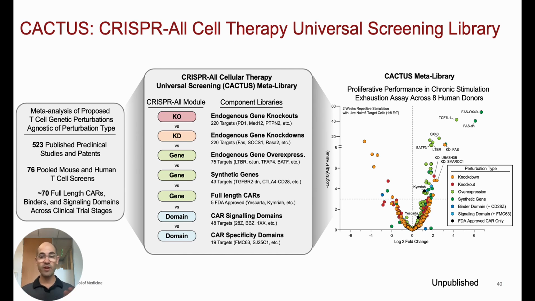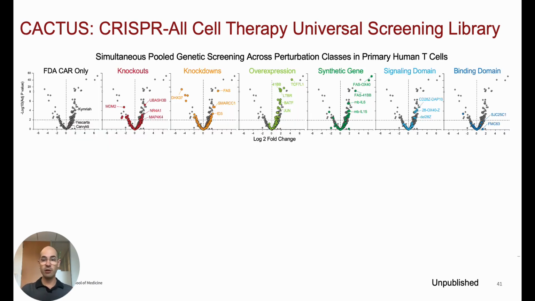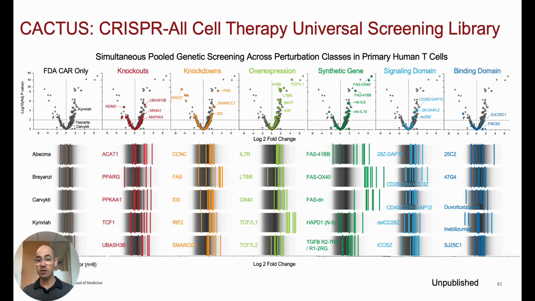And what we can see is that we can find a variety of hits that come out, but the hits come from a whole bunch of different perturbation classes. And then we can actually directly compare the magnitude of effects and the differential types of effects from all of these different perturbation classes together. And here's now all the different perturbation classes broken down. But again, these are all run simultaneously head to head, so the data is comparable.